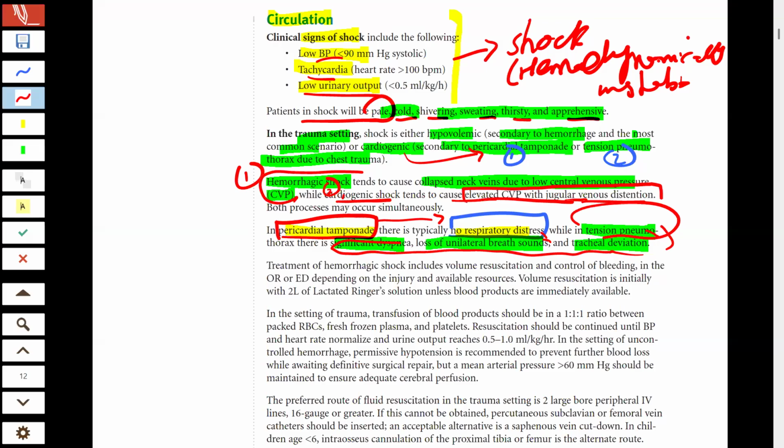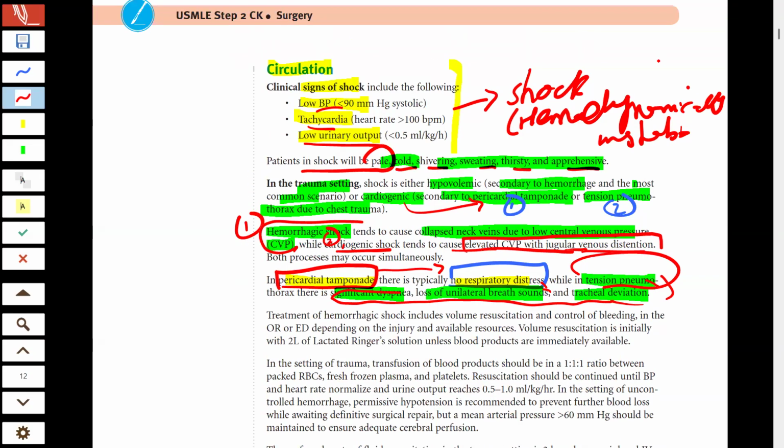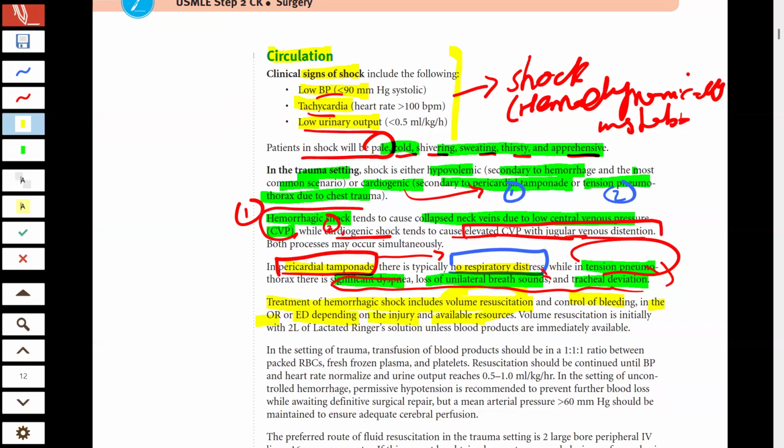Once you diagnose the patient with shock, you have to resuscitate as soon as possible. Treatment of shock includes volume resuscitation and control of bleeding, depending on the injury or available resources. So stop the bleeding and give IV fluid. Volume resuscitation is initially with 2 liters of Ringer's lactate solution unless blood products are immediately available.